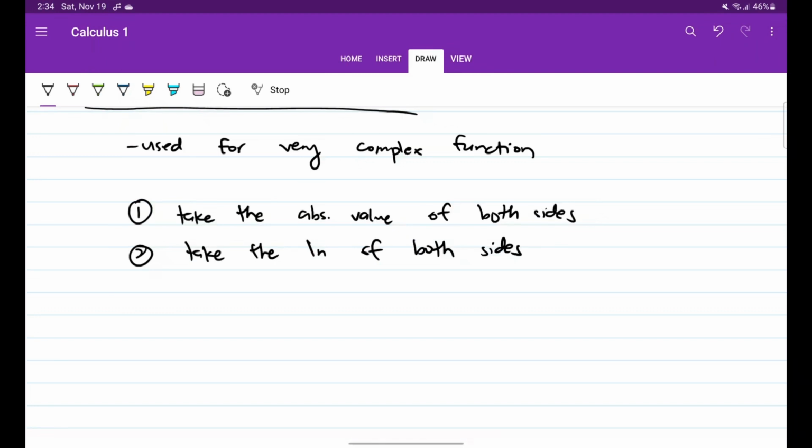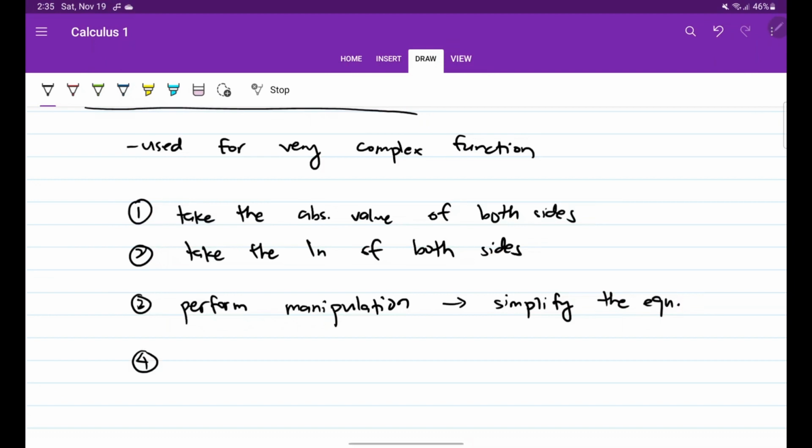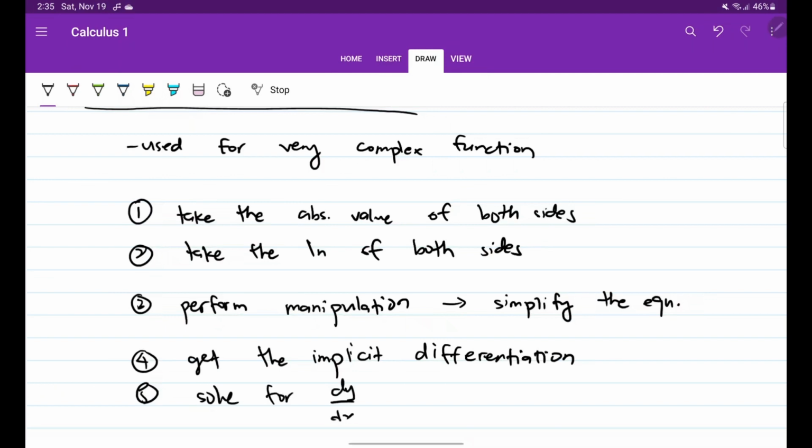Okay? Next is we perform some type of manipulation. So, pwedeng algebraic manipulation para ma-simplify the equation. Okay? And next is get the implicit differentiation, no? Or perform implicit differentiation. Okay? And then lastly, solve for dy over dx.